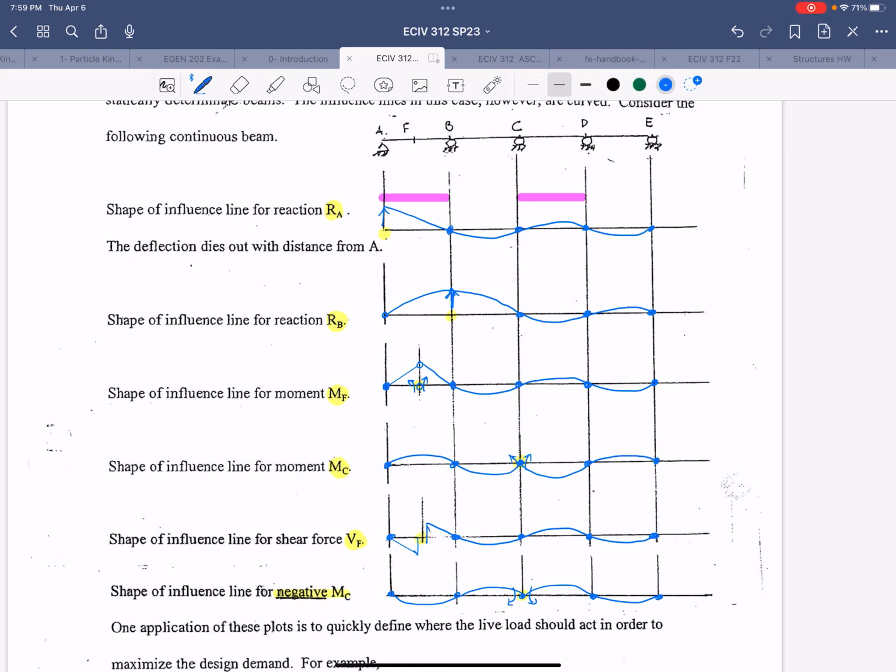So I'll just note this pink highlight represents the placement of uniform live load to maximize response.